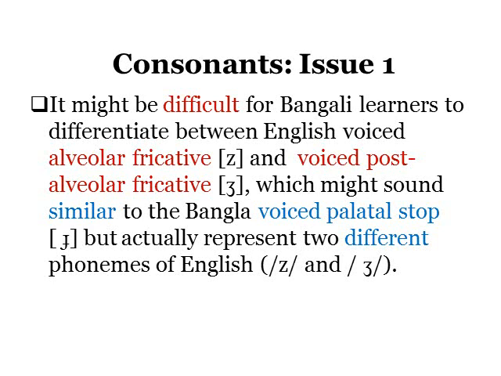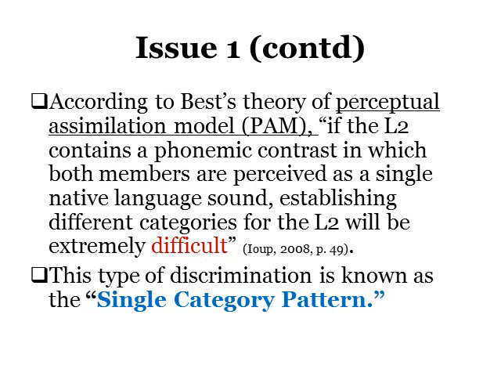Rather, Bangla has one voiced palatal stop ja, which sounds similar to English fricatives za and ja, but these are actually different phonemes. According to Best's theory of perceptual assimilation, if the L2 contains a phonemic contrast in which both members are perceived as a single native language sound, establishing different categories for the L2 will be extremely difficult. And this kind of discrimination is known as single category pattern.